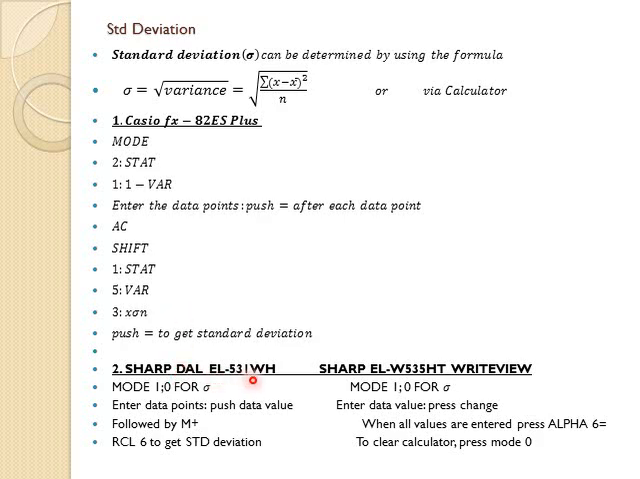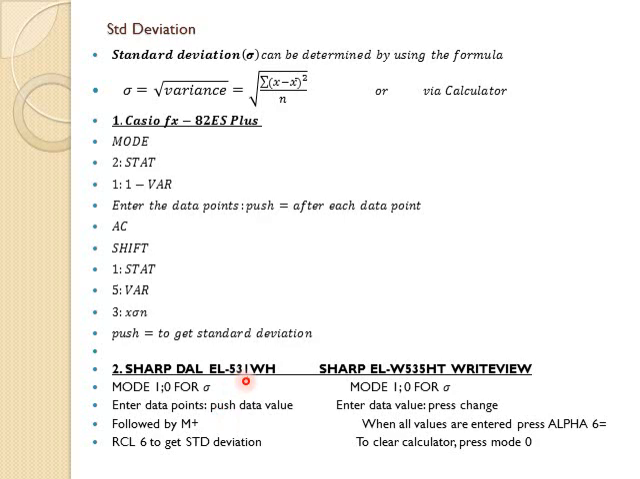For Sharp, press mode, 0 for standard deviation, enter the data points, followed by M plus, so push data value M plus, data value M plus, and then we're going to press recall 6 to get the standard deviation.